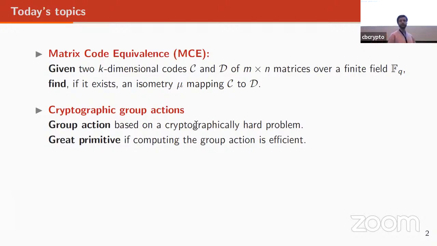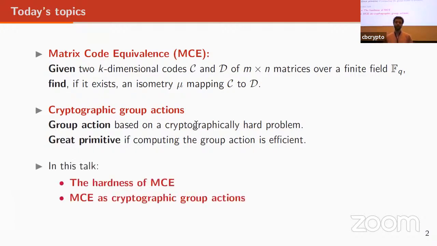As Eduardo already mentioned, you also have this cryptographic group action in isogenies, for example, which is called CSIDH. That's a very good cryptographic group action, but it's not super efficient. And you can really see that this is a major drawback in isogeny-based crypto. So let's first discuss this hardness of matrix code equivalence and then see how it would work as a cryptographic group action.